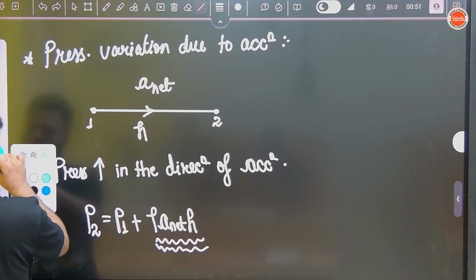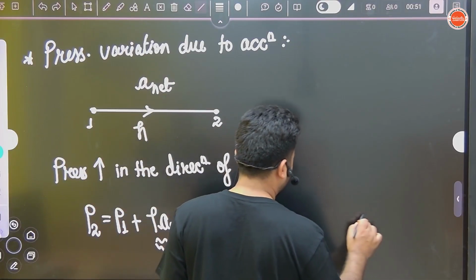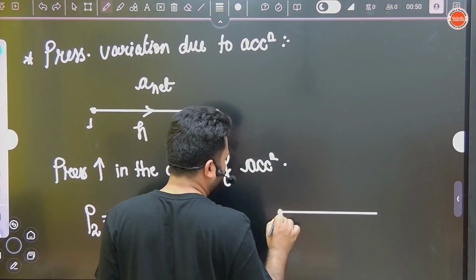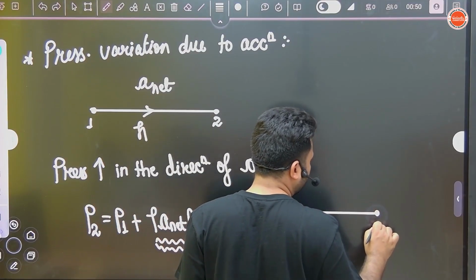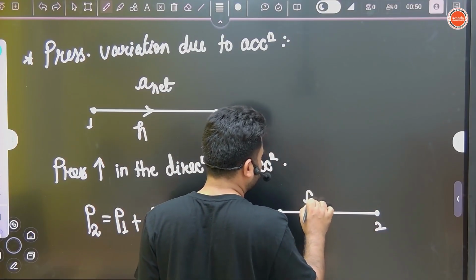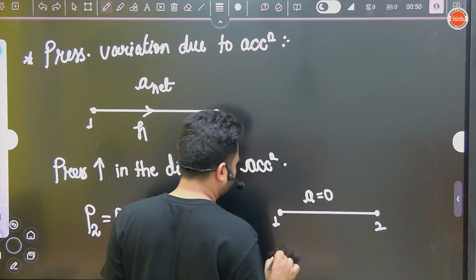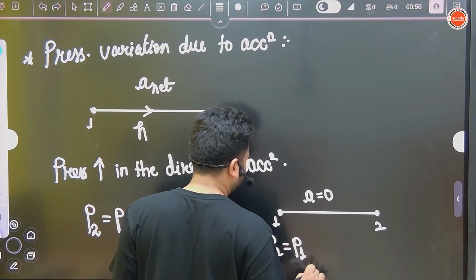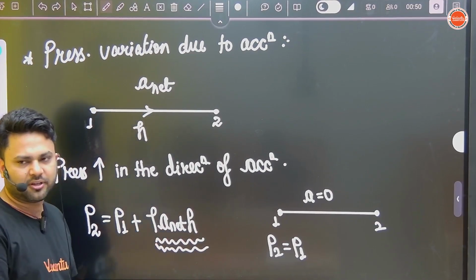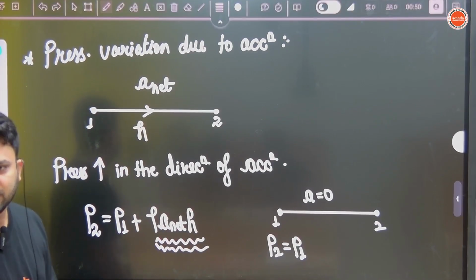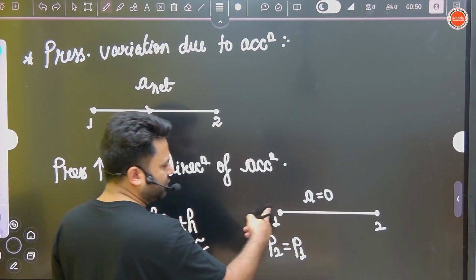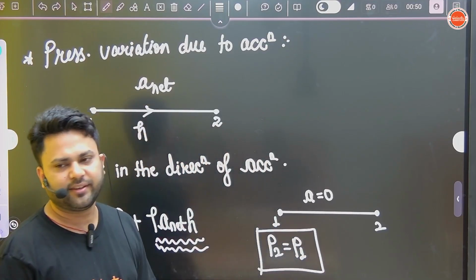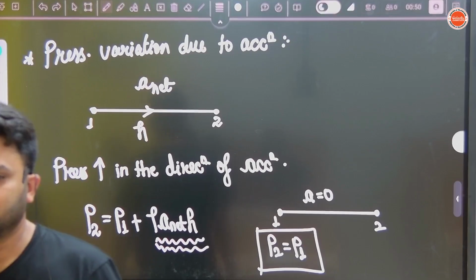Acha, if there are 2 points, but no acceleration. Point number 1, point number 2. Acceleration is 0. So what we write? Pressure at 2 equals pressure at 1 plus rho, net acceleration, which is 0. So this term will become 0. Means these 2 points will have the same pressure if net acceleration is 0. Correct?